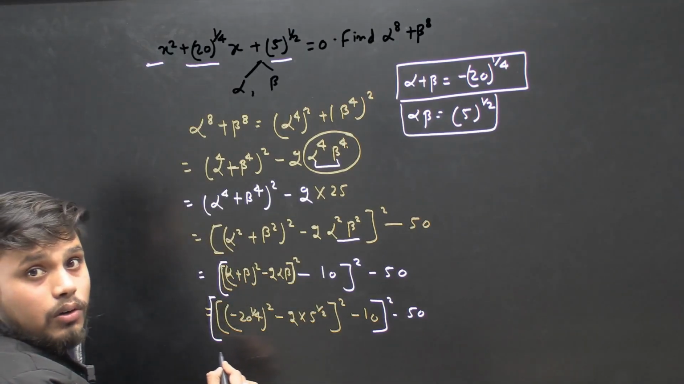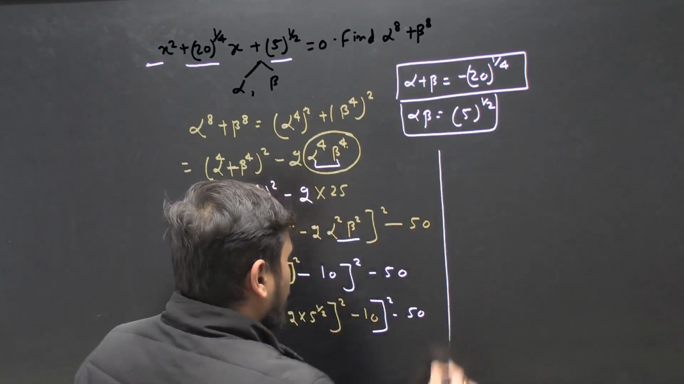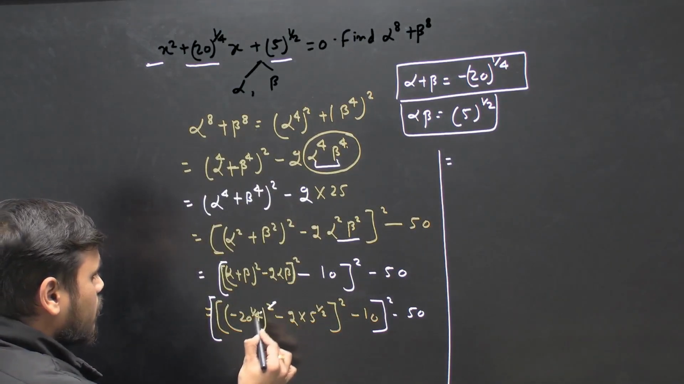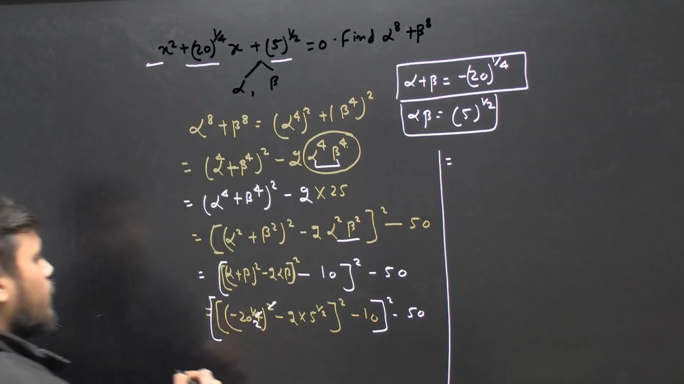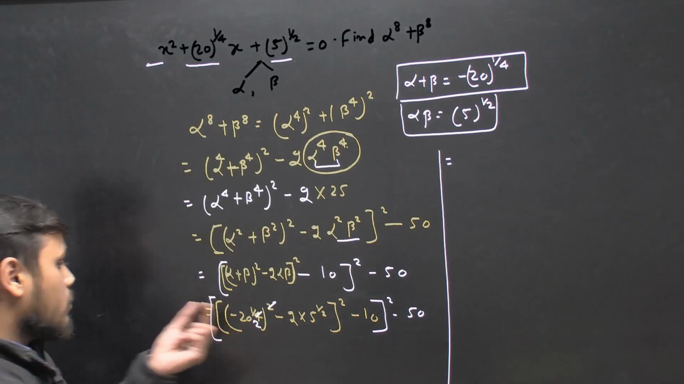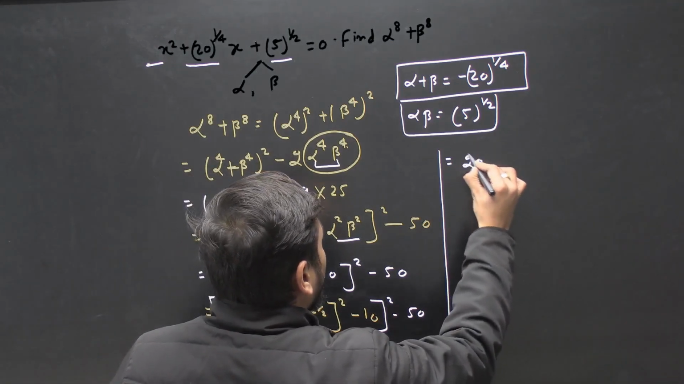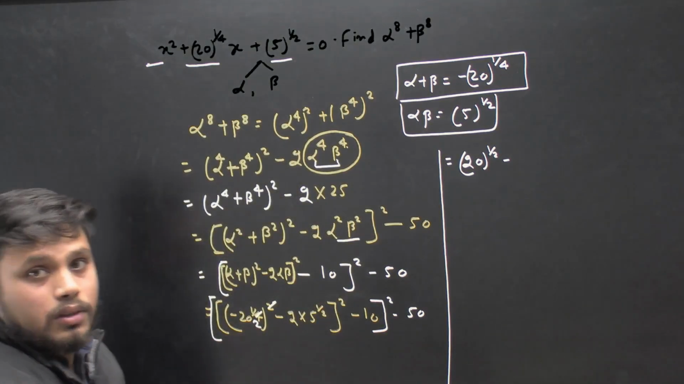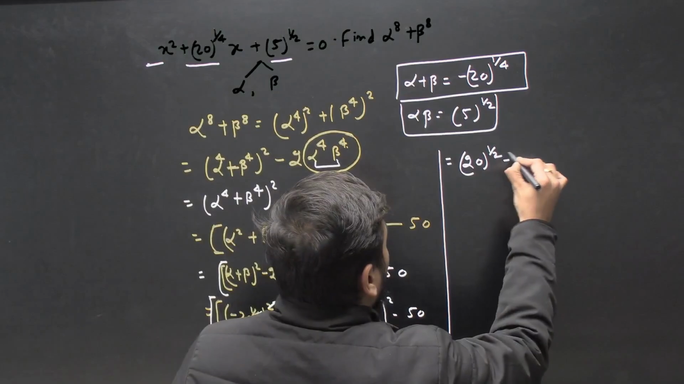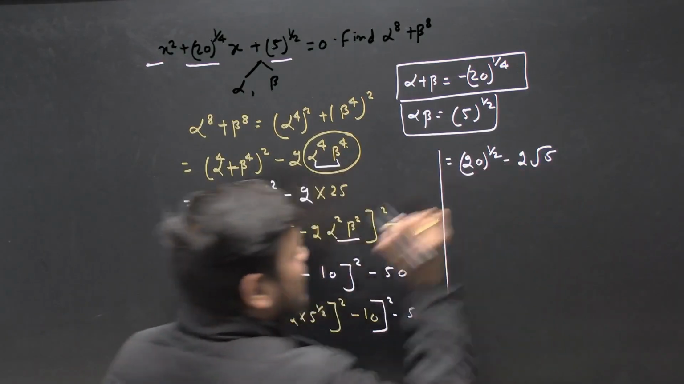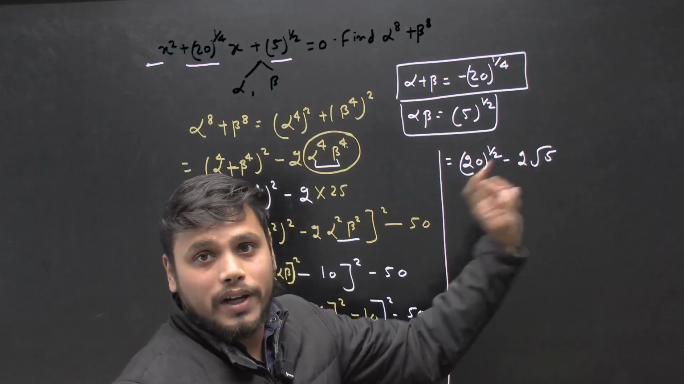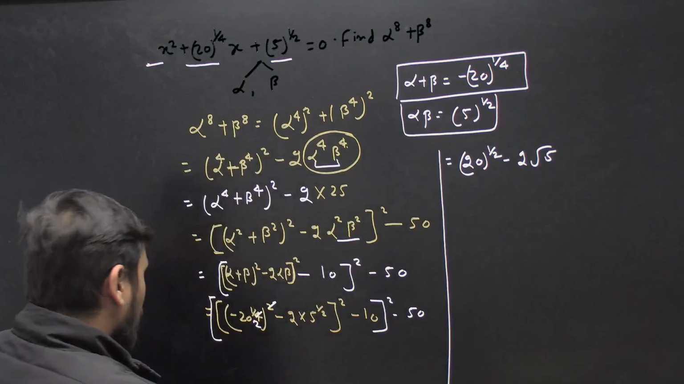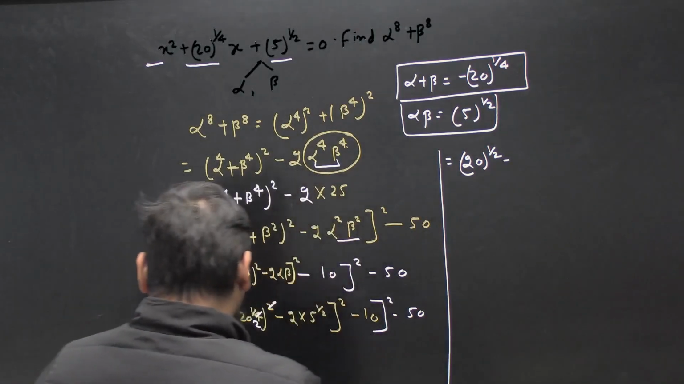Okay, so now here 2 will cancel out 2 times, so we are left with minus square is plus, so the term will be positive. We are left with 20 raised to power 1 by 2 minus 2 into 5 raised to power 1 by 2. Actually it is written 2 root 5. If we bring this 2 inside, then it will become root 20. Root 20 is nothing but 20 raised to power 1 by 2. So the terms will cancel out.